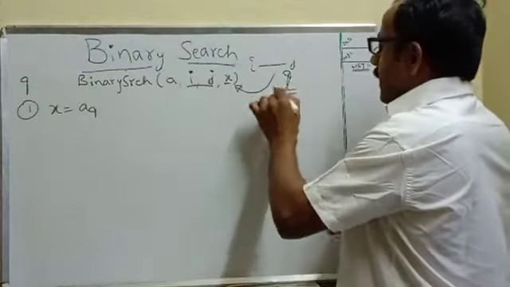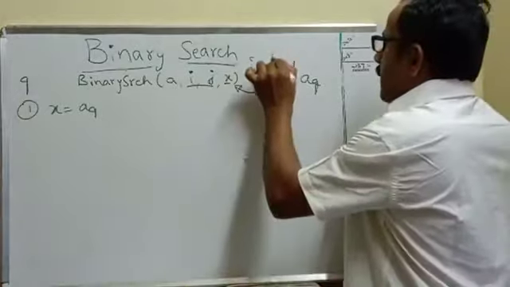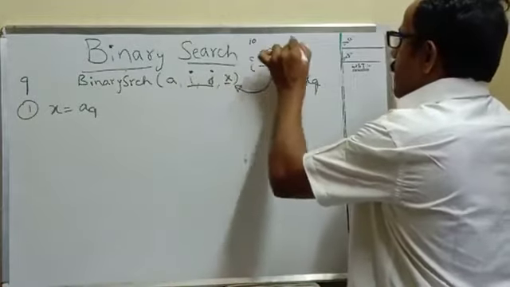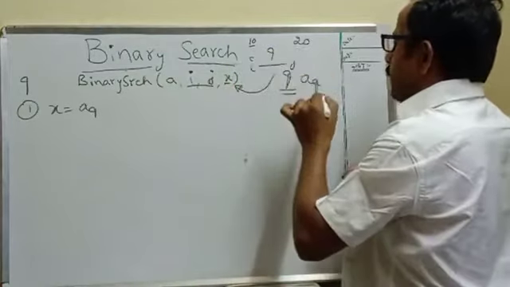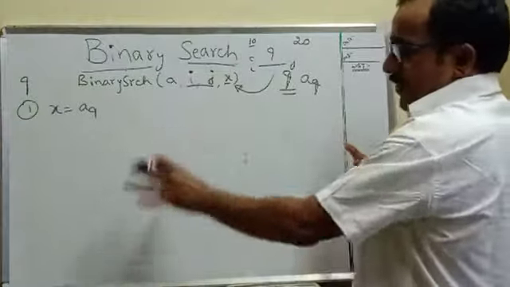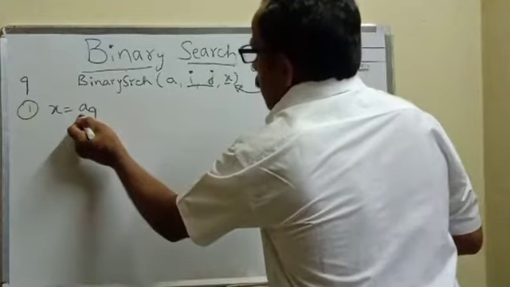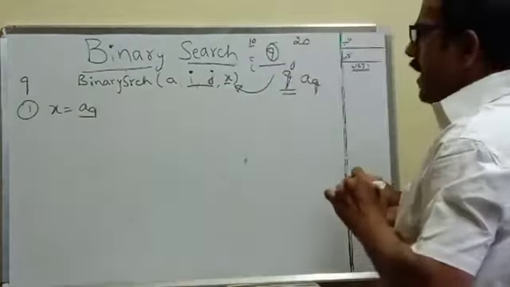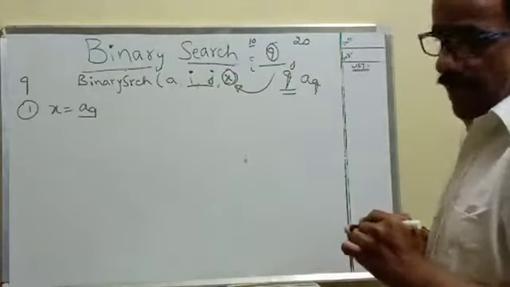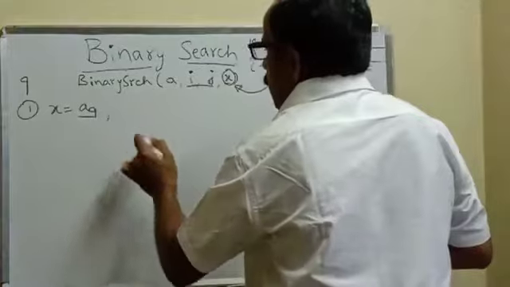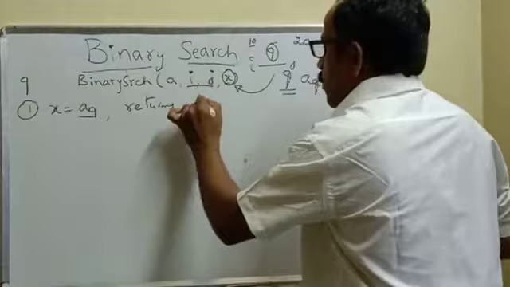If you select q, then the element present at q is aq. This q must be between i and j. Suppose i is 10 and j is 20, you must take the q value as either 10, 11, 12, 13, or up to 20. I will tell you the selection criteria after explaining these three steps. So after selecting q, the element present at the qth location is aq. Immediately compare this with x, because our target is finding the x value. If x equals aq, then the search is successful, and binary search returns q as the result.